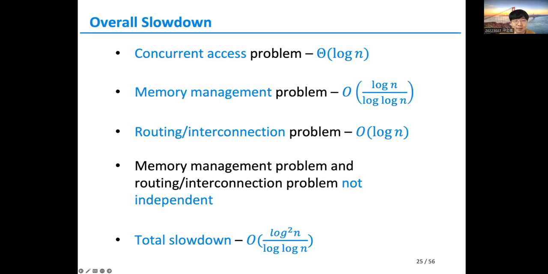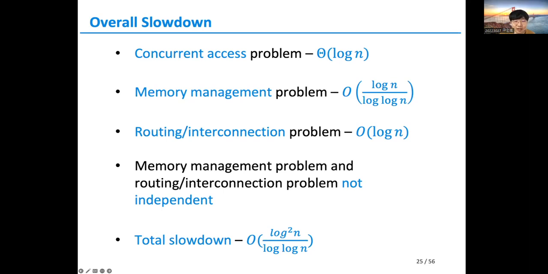The second subproblem is memory management problem. This problem is simulating an EREW PRAM on a model parallel computer. It is known to have an optimal slowdown of big O of log n divided by log log n. However, this optimal slowdown heavily relies on the copying of the data. And since as the number of copies increases, there will be more contention on the network because single write will impose numerous writes on the network. So this optimal slowdown case will be hard to apply to the overall slowdown.